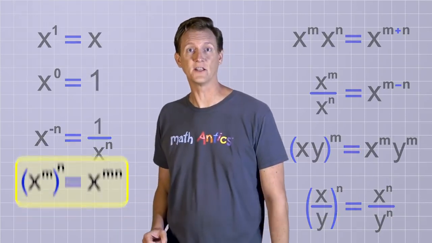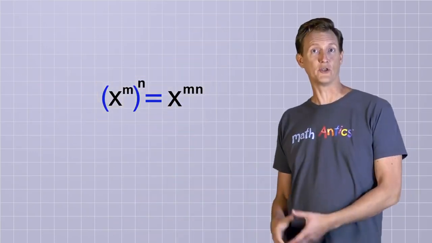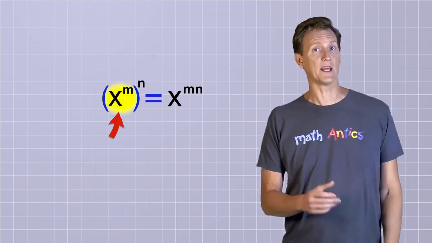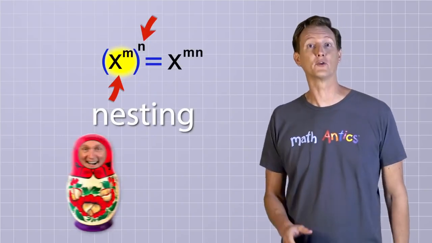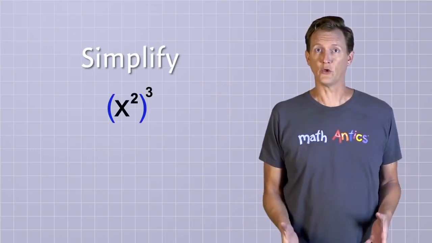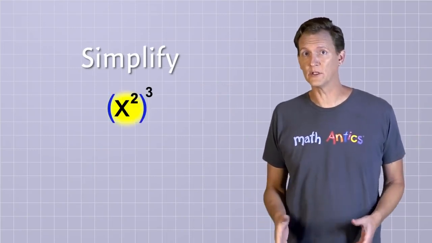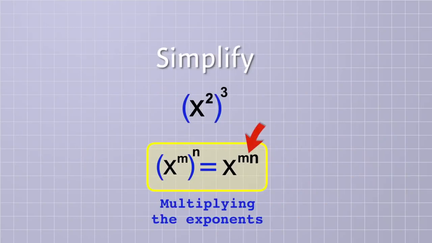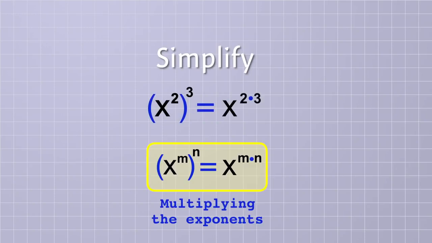In fact, the next law tells us how we can take a number raised to a power and then raise that to a power. As you can see, it shows an expression, x to the power of m, grouped inside parentheses, and then that whole group is being raised to the nth power. It's a nesting situation. Kind of like those Russian nesting dolls. So what if someone asks you to simplify the expression x squared cubed, which means the entire x squared term is raised to the 3rd power? Well, our law tells us that we can simplify that by multiplying the exponents together. See how it equals x to the power of mn, which means m times n? That means x squared raised to the 3rd power would be the same as x to the power of 2 times 3, which is 6.